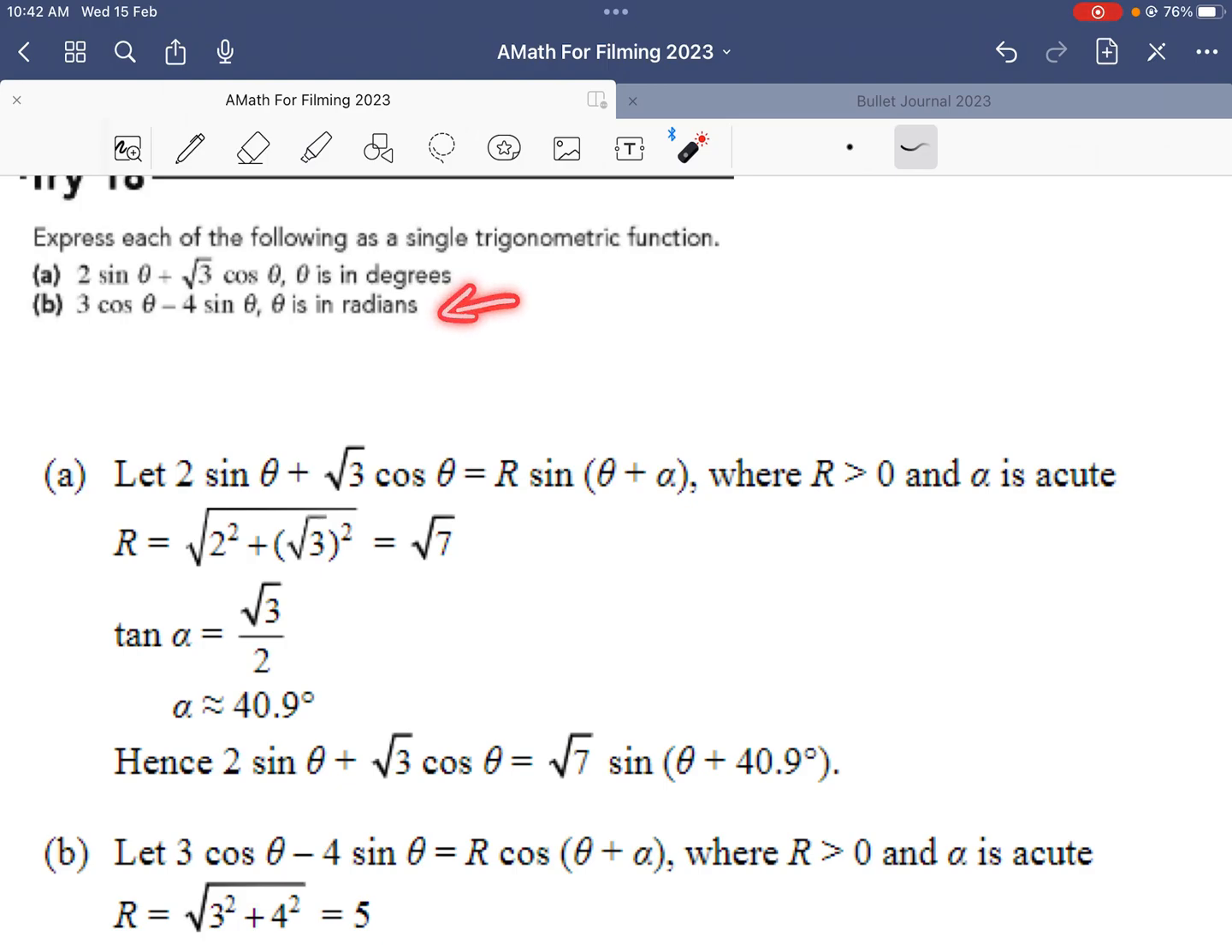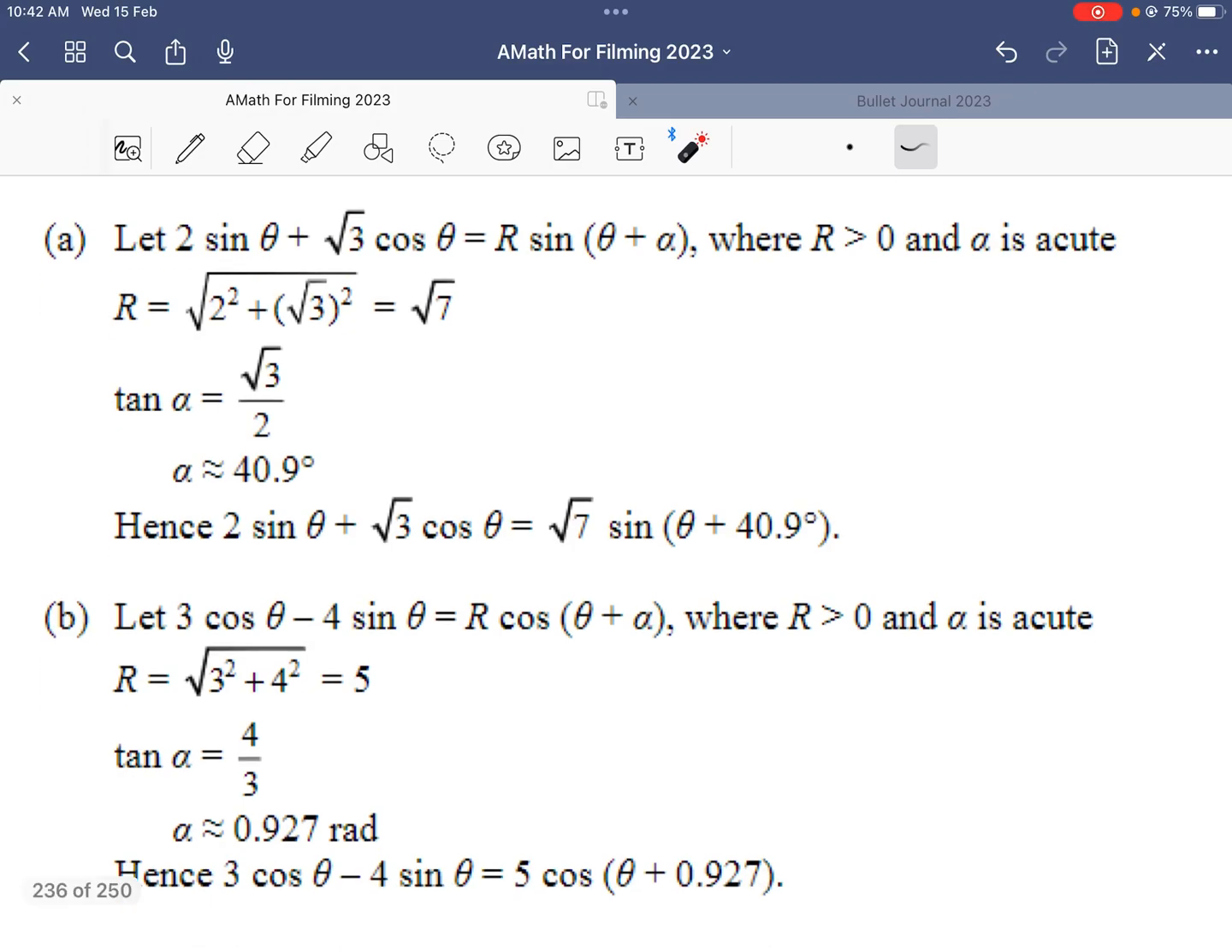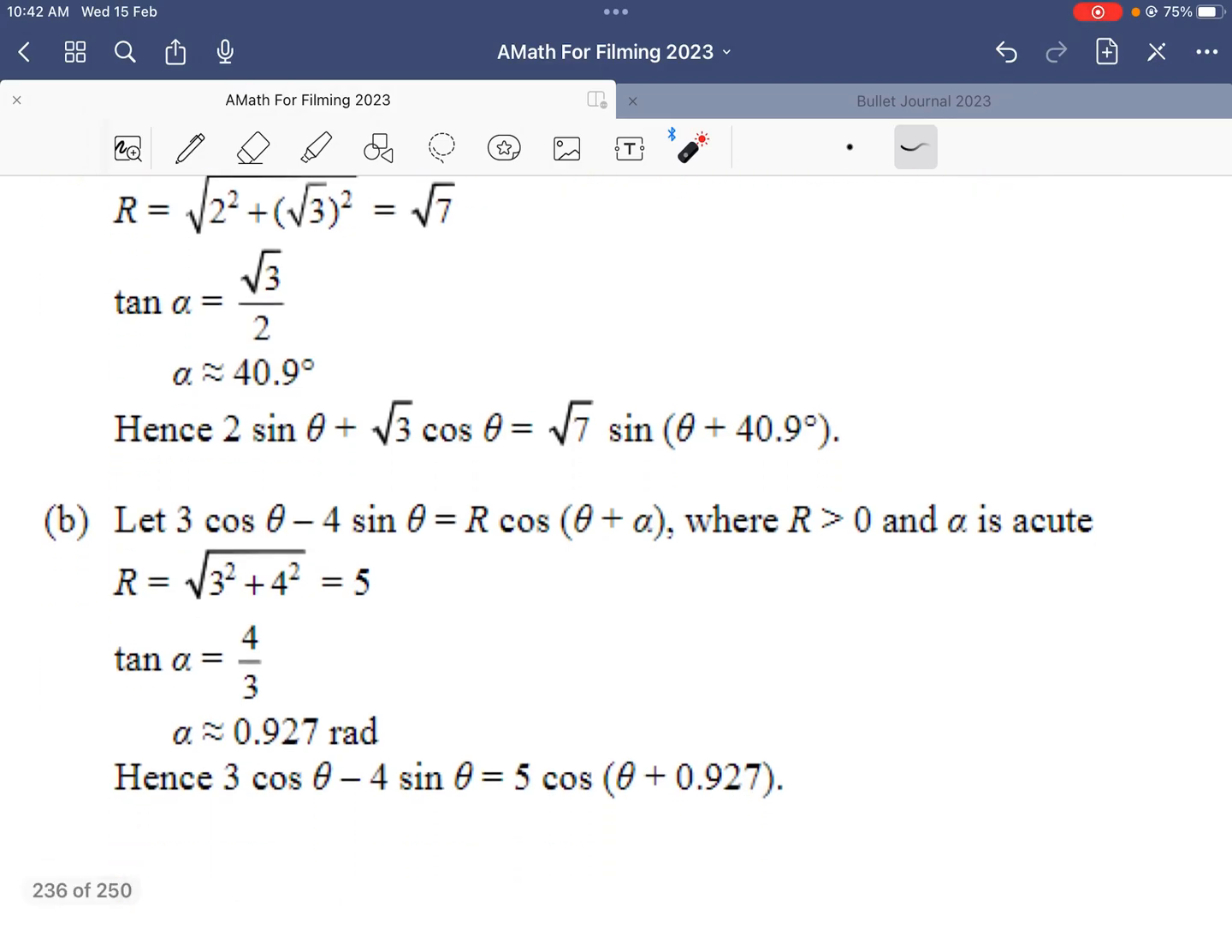Similarly, for part 2 itself, no need to do any factorization. 3 here is positive. Notice that cosine is in front, so you will form an R cosine, okay? But cosine is special, negative will become positive over here. Don't worry, or in the formula sheet, just be careful when you apply from the formula sheet itself.